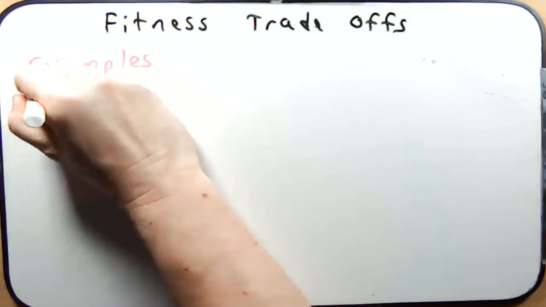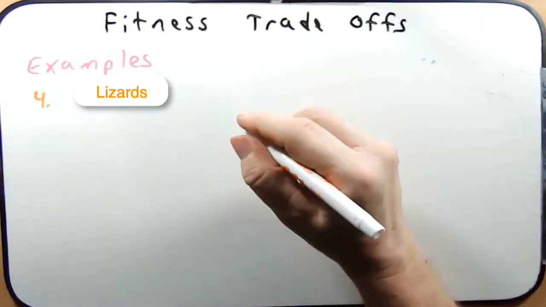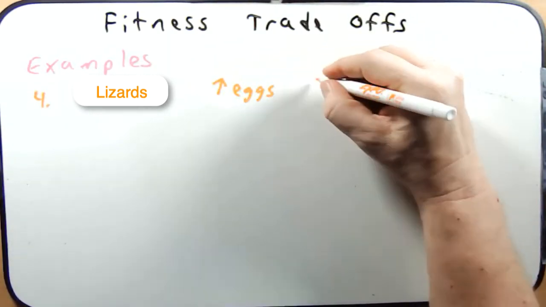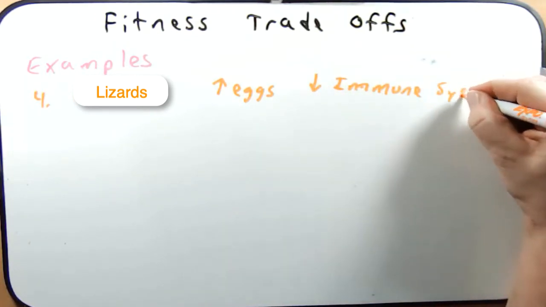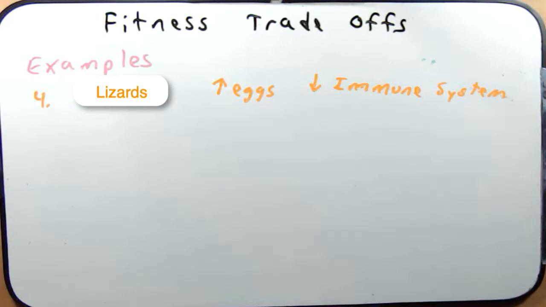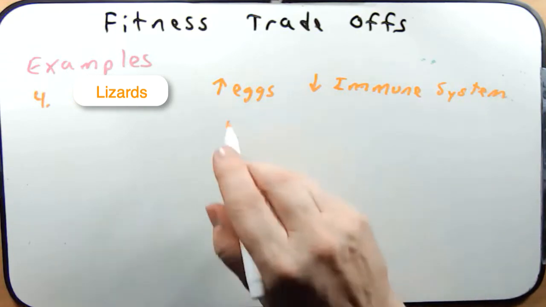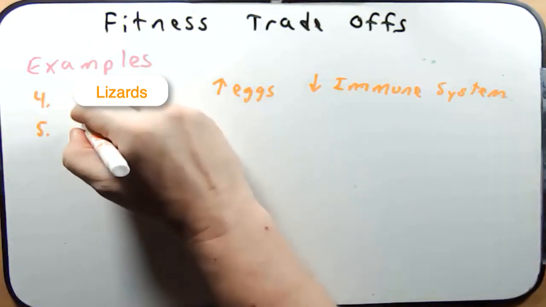Okay, I'm going to give a few more examples here. We know that lizards, there's a trade-off here as well. We know the more eggs they produce comes at a cost of a decreased immune system. So if a lizard makes a lot of eggs, the risk is they're not going to be able to fight off infection. Too few eggs, they can fight off infections, but they don't produce as many eggs, and so from an evolutionary perspective, they don't pass their genes on as effectively. Something in between might be more desirable. Similarly, we see this in crickets too.